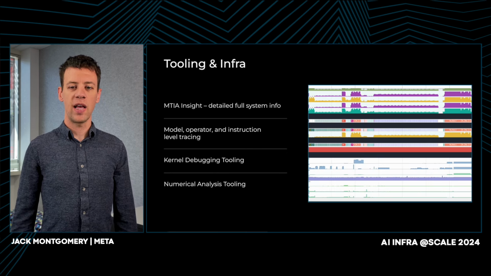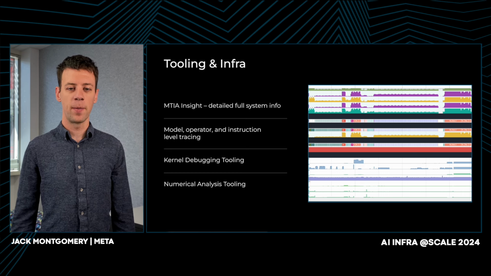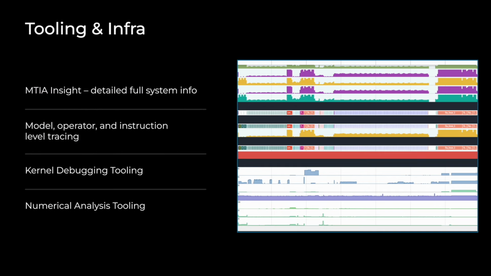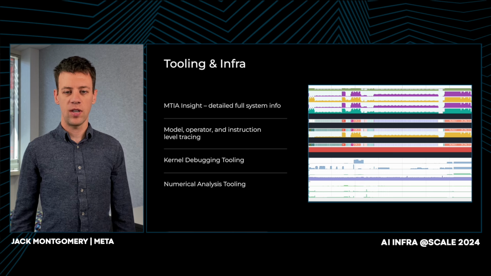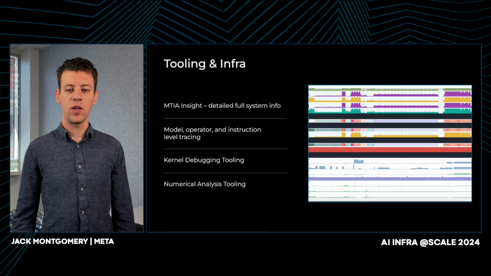Investments in great tooling allow engineers to peer into the MTIA hardware to diagnose and fix issues very quickly. MTIA Insight is one such tool. It gives full, detailed information about the MTIA hardware to engineers who are using it. We also have model, operator, and instruction level tracing to get detailed information about what the hardware is doing at any moment in time. There's also kernel debug support, which allows engineers to look at what kernels are doing when they're running on the devices. Finally, we have numerical analysis tooling, which helps analyze when a model is giving incorrect results and root cause the issue.